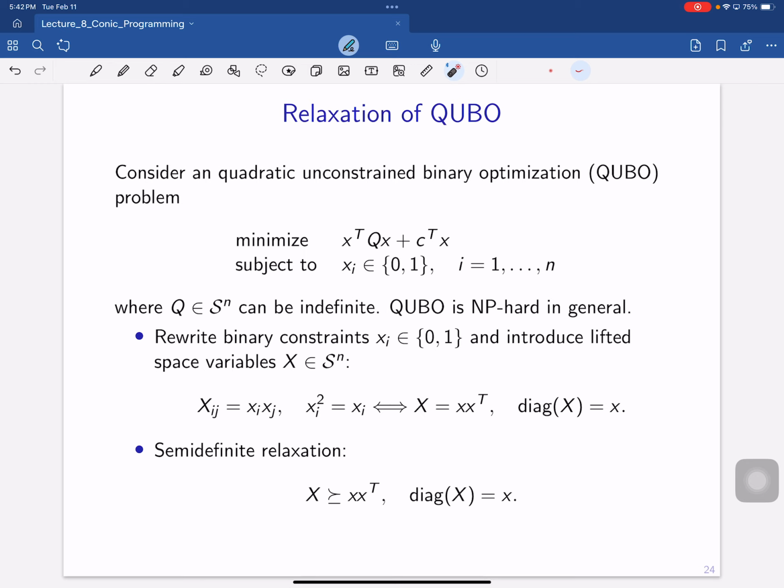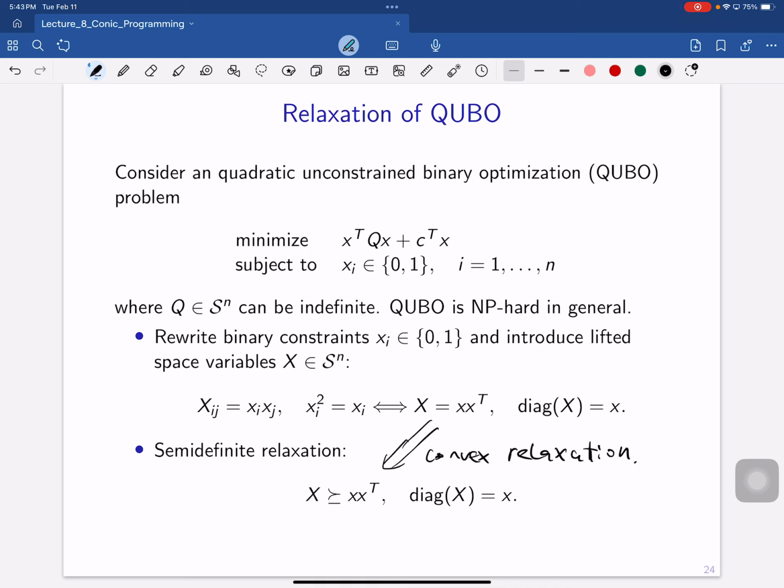But of course, this constraint is still a non-convex constraint, right? So how do we relax this constraint? We relax these equations by a PSD constraint. If this constraint holds strictly, of course, the PSD constraint holds, because X minus x x transpose should be equal to 0, and of course, the 0 matrix is a PSD matrix. Therefore, this constraint is a relaxation of this nonlinear constraint. You can think about this as a convex relaxation.